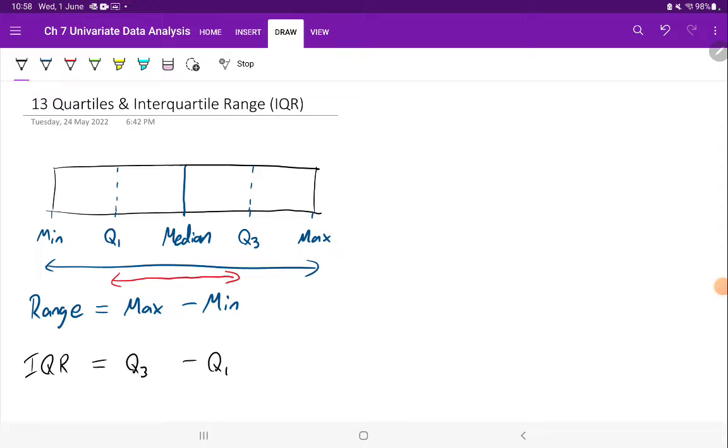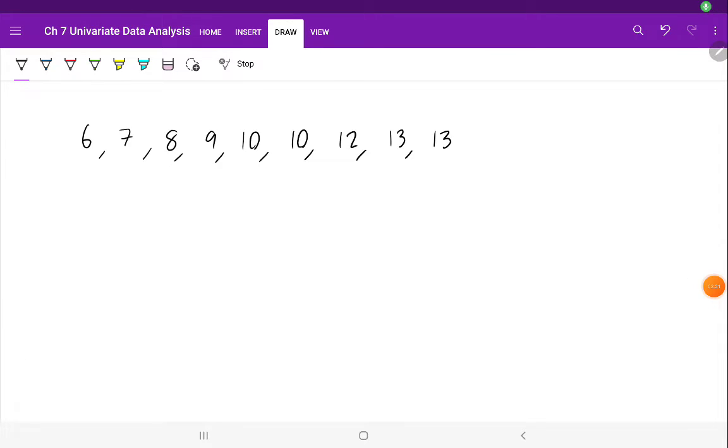All right, so now we're going to have a look at some actual numerical examples and have a crack at calculating both the range and the interquartile range. Alrighty, so this is our data set. In this case, we've got 9 numbers. Now, whenever we're doing anything to do with medians, it's always good to put your data in order. And you can see from 6 to 13, the data is in order.